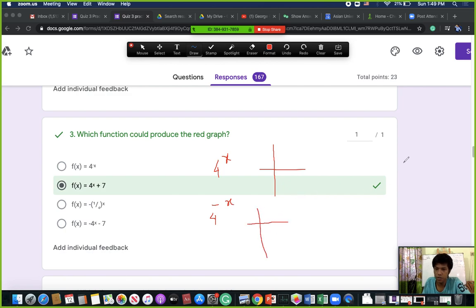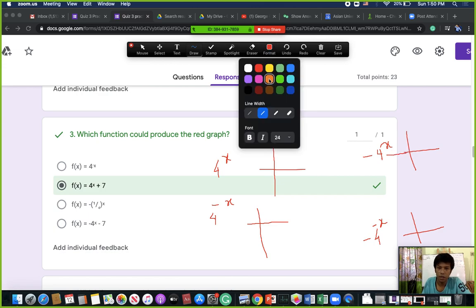I will draw another color. Then let's say minus 4 to the power x graph is which one? Then minus 4 to the power minus x. This is for advanced analysis. I mean, if you are interested. So this is what happens actually.